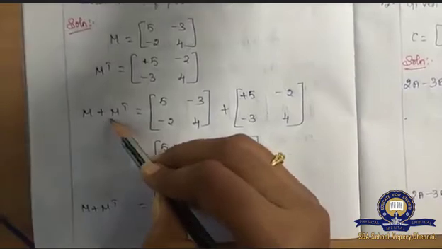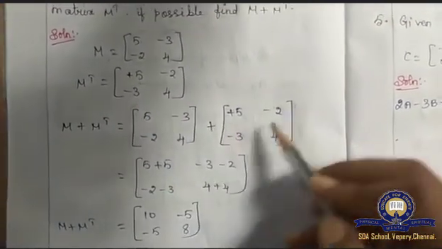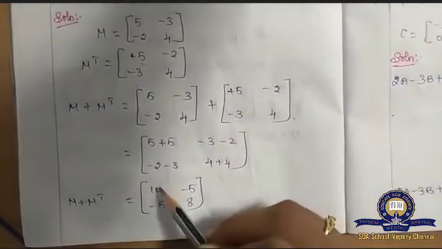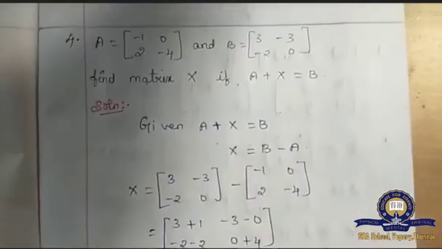What will happen? M plus M transpose. Okay, so this is the M matrix, this is the transpose of that matrix. Now add. What will be your answer? 10, minus 5 and 8.